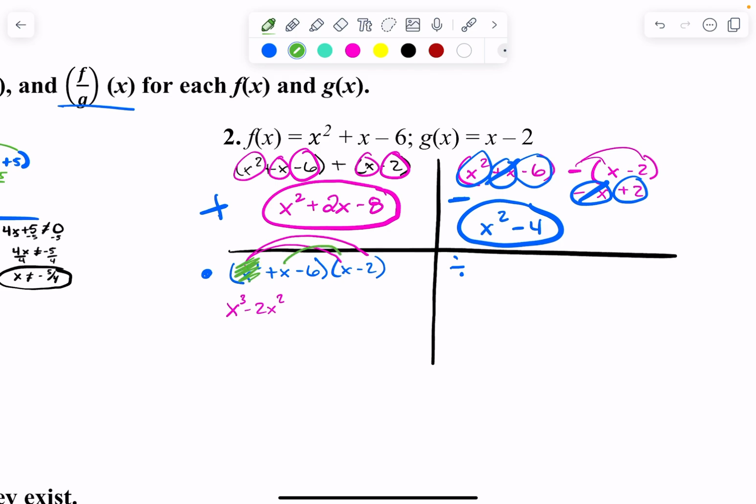I'm going to start with the x, and I'm going to multiply him through. So that's plus x squared minus 2x. Then I'm going to go to the last piece, which is negative 6, and I'm going to multiply him through. So minus 6x plus 12. And now I combine my like terms.